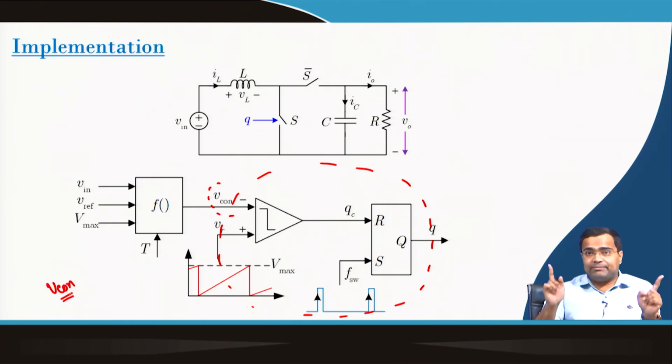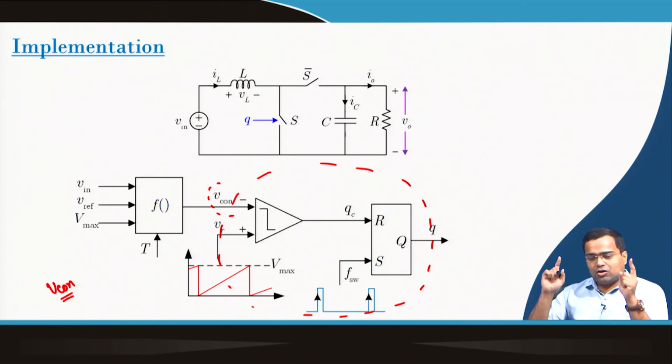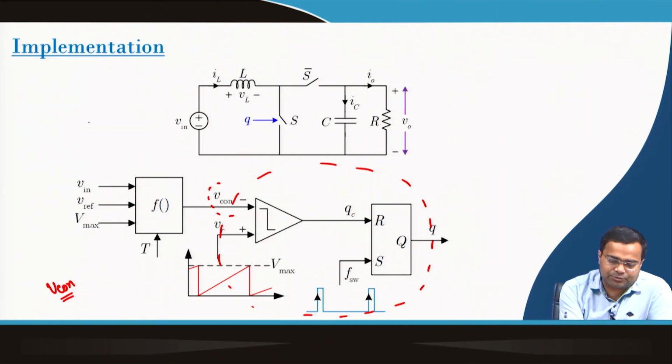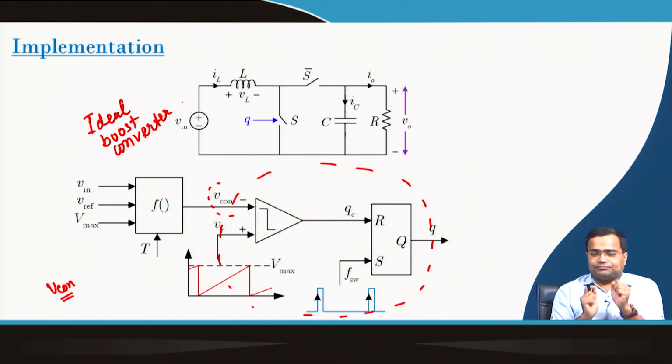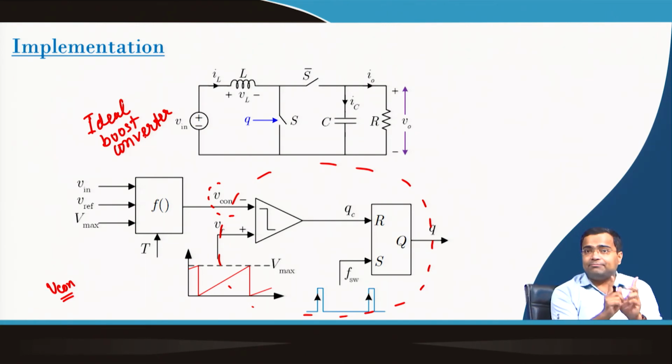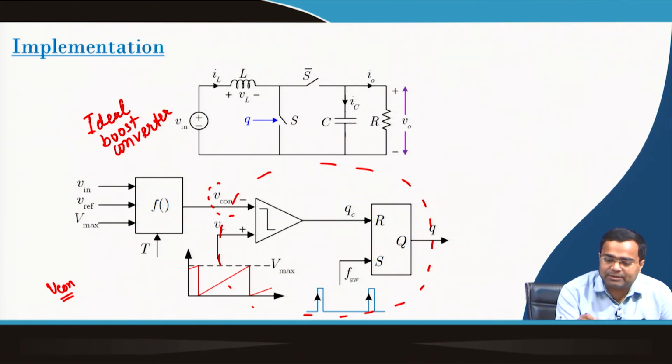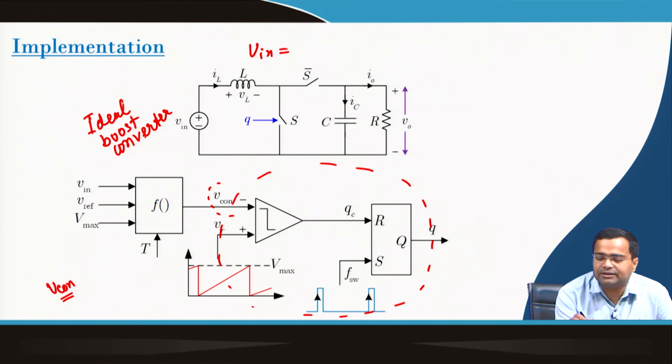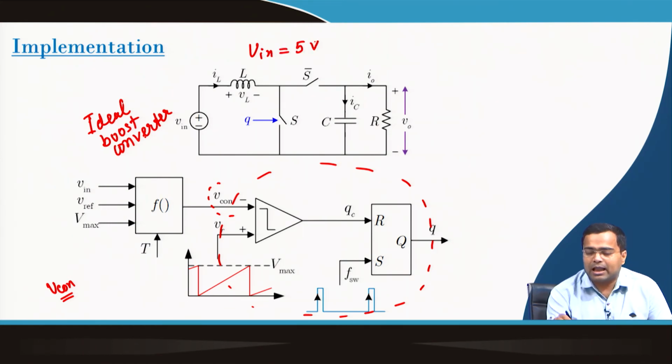Initially, we are not doing any feedback control, because that we will discuss later. Now, our first target: suppose you take an ideal boost converter. I will ask a question. If the input voltage is given to you, let us say my V in is 5 volt, and I want to achieve my V0, which is let us say 8 volt.